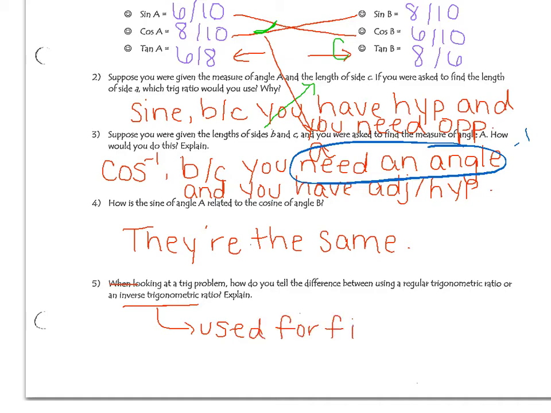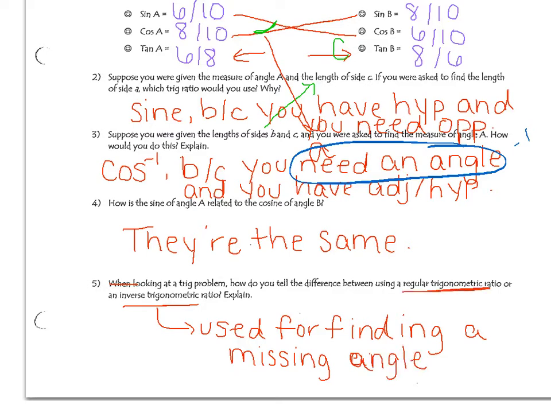So anytime you're finding the angle, anytime your variable is in the angle spot, that's when you're going to end up using an inverse at some point in the game. Which means that the other trig functions would be used when you're finding missing sides. Okay, so inverse trig for finding angles, regular trig for finding sides.